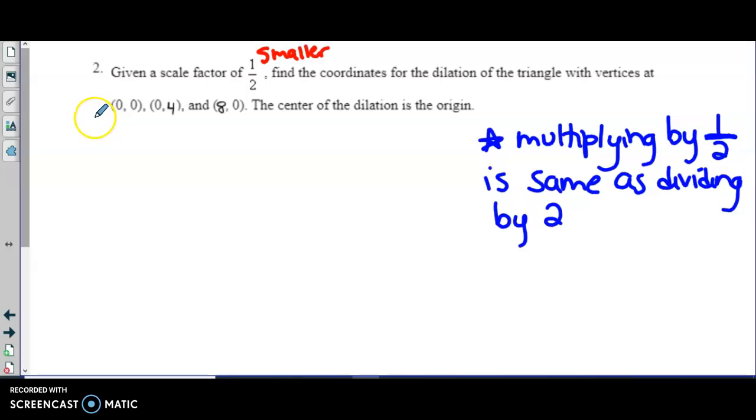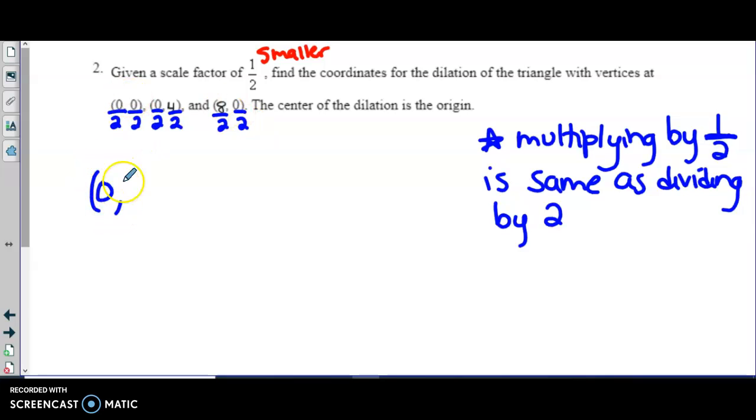If you think dividing by 2 is easier, do it. It means the same thing. Either way, we're going to make it half of its size. I actually like dividing by 2 better. So I'm going to go through here and I'm going to divide each of these numbers by 2, which is the exact same thing as multiplying by 1/2.